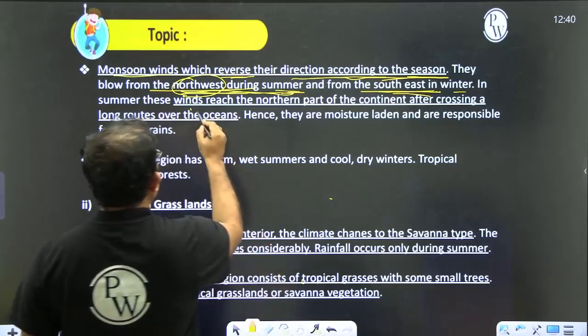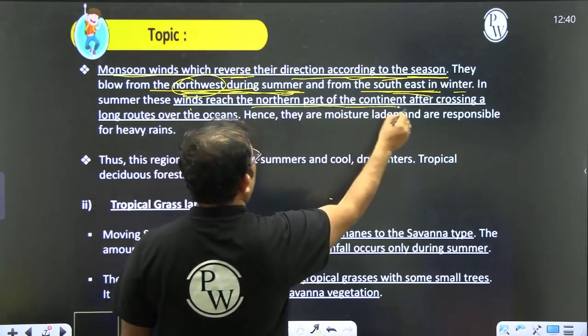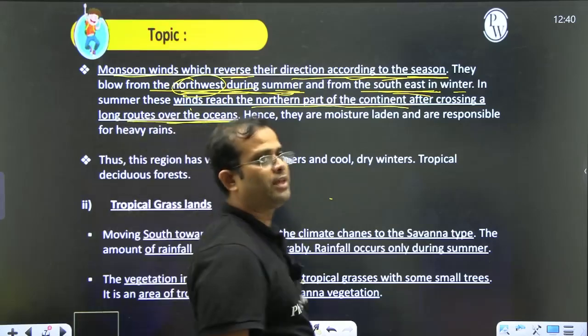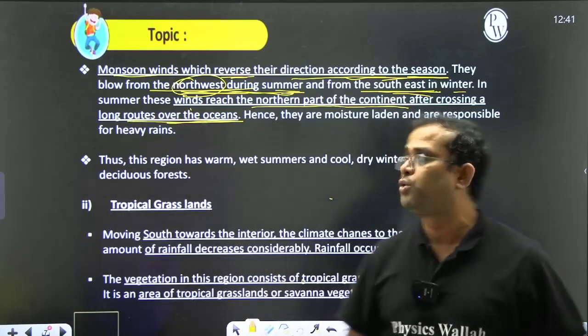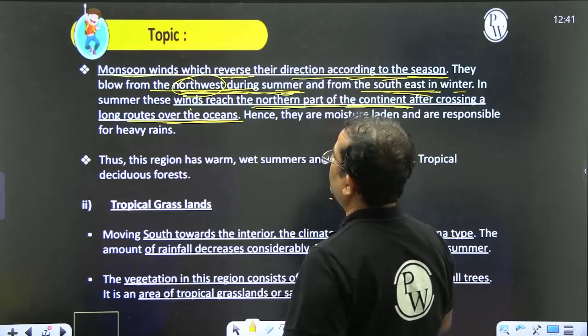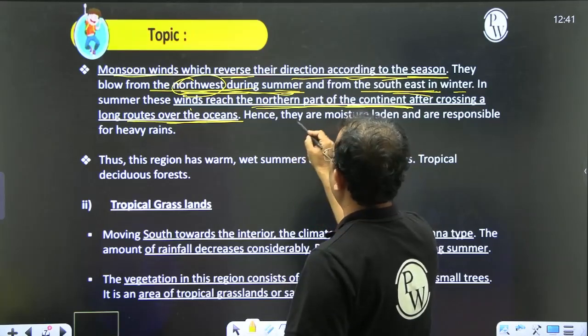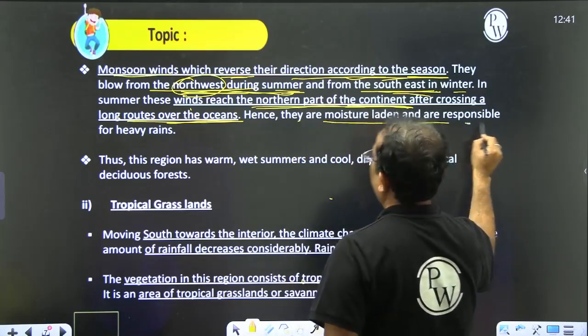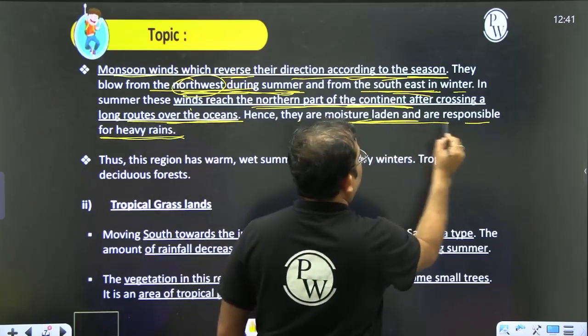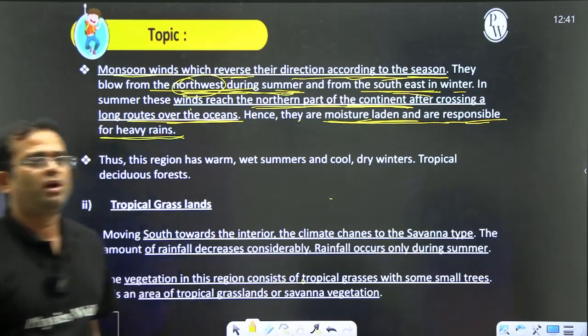In summer these winds reach the northern part of the continent after crossing long routes over the oceans. Hence, they are moisture laden and responsible for heavy rains.